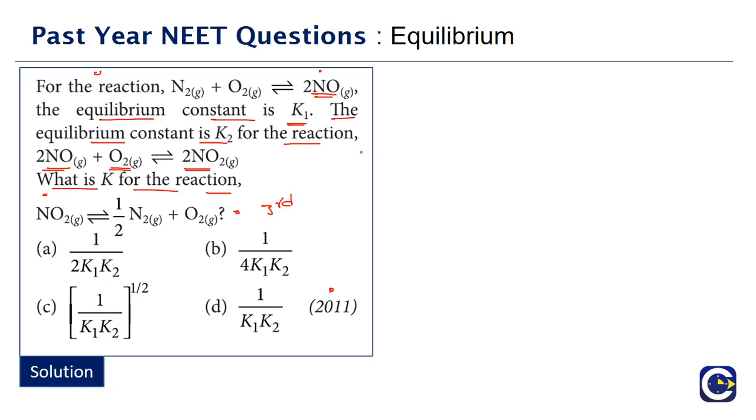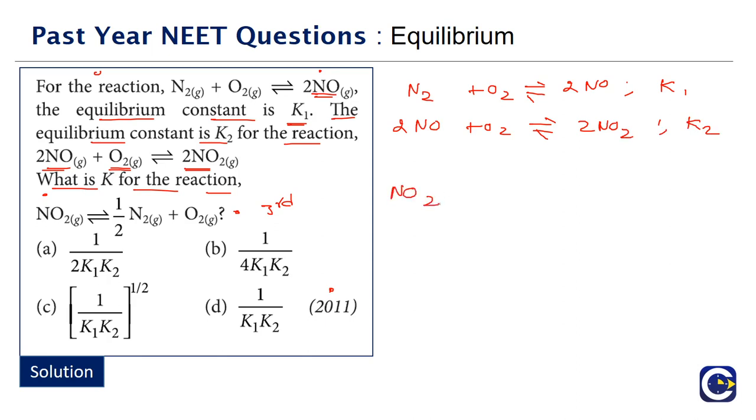Now this is a question based upon equilibrium constant modification. We have equilibrium constants of two reactions. Let us write them down. N2 plus O2 gives rise to 2NO, I'm not indicating the phases. This is the first reaction, equilibrium constant K1. The second reaction is 2NO plus O2 gives rise to 2NO2, and the equilibrium constant is K2. We have to find the equilibrium constant for the reaction NO2 gives rise to half N2 plus O2.